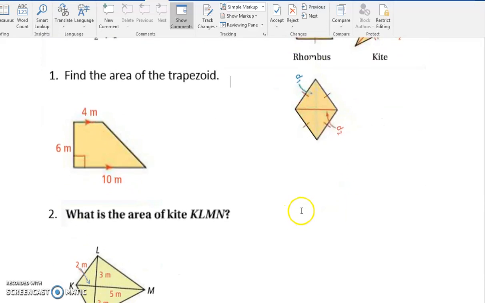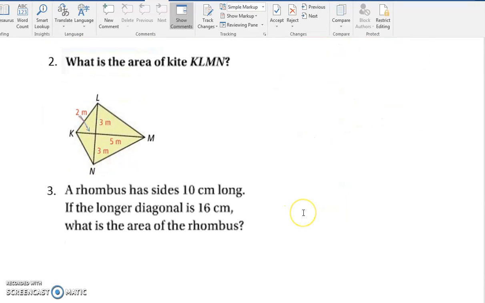Okay, so if we were to try a few questions related to that, question 2 says, what's the area of kite KLMN? Remember, we just looked at a rhombus, but a kite has the same exact formula. We just need to figure out what our dimensions are here. So this is one diagonal, and it looks like that would be 6. Just say 6 in red. Okay, and here's our other diagonal, and according to these dimensions, that one should be 7.